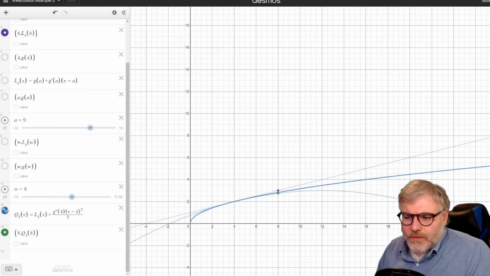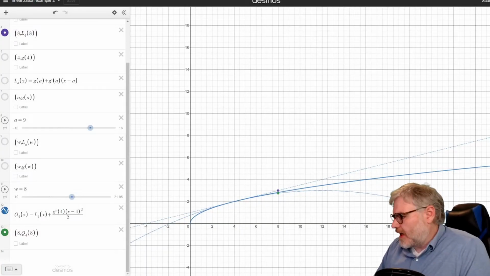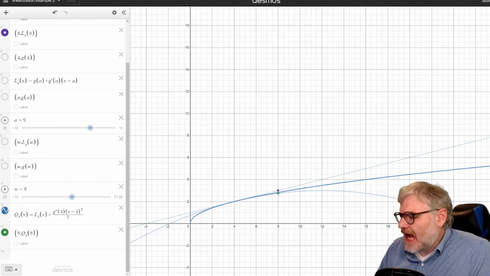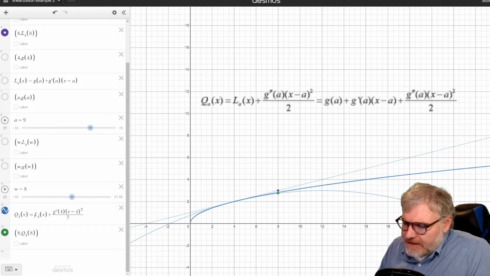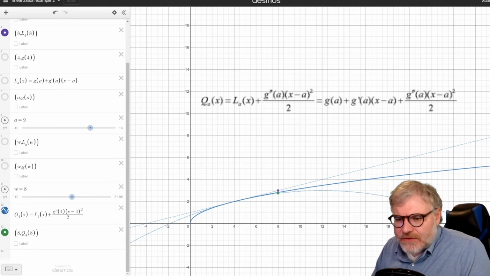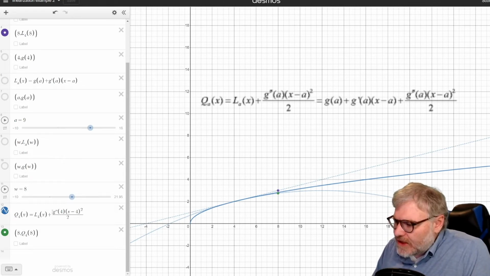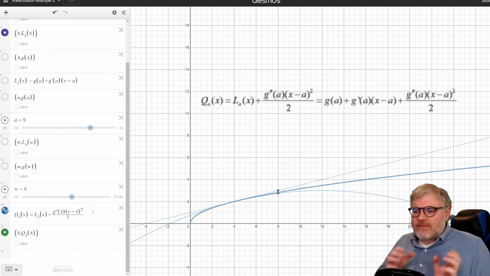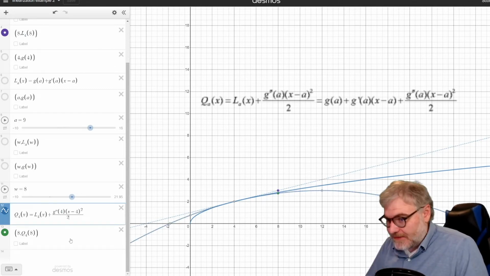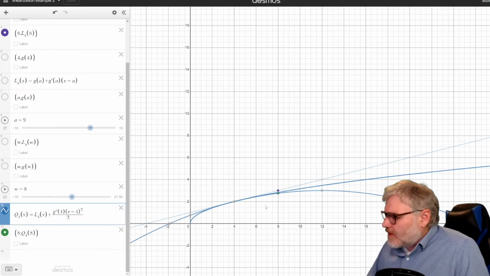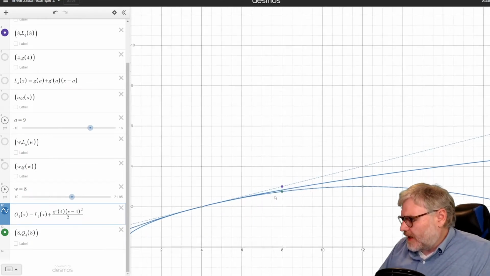Another way to improve my estimation is to add another term. I can add a second derivative term and create a quadratic estimator. So I'm going to take my linear estimator and then add another term, and that term will be g double prime of 4, that was my base point, times x minus 4, squared, and then divide everything by 2. I'm actually dividing by 2 factorial, but 2 factorial equals 2. And that's going to give me what's called the quadratic estimator.